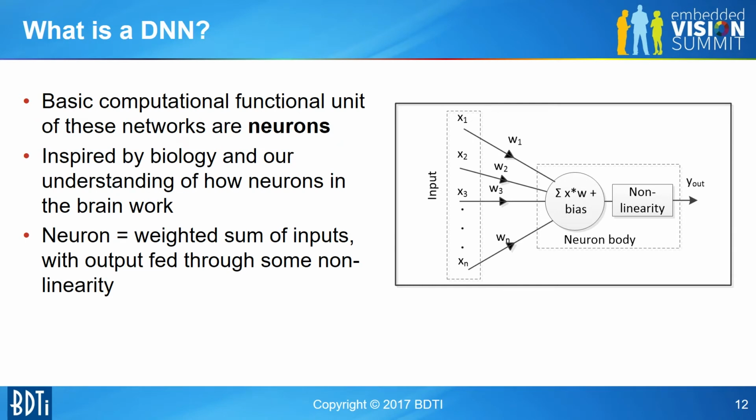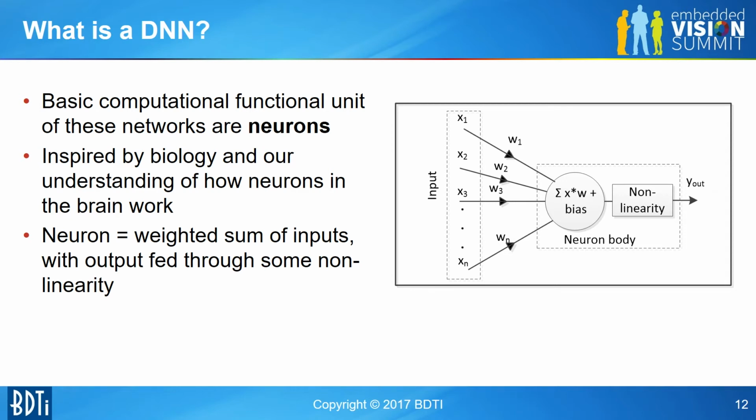Okay, so we've described in brief terms what the benefits of a DNN are and how it contrasts to the traditional computer vision techniques. But let's dive a little bit deeper. Let's go under the hood and describe really what a deep neural network is. The basic computational functional unit is a neuron. Neurons are inspired by human physiology and our understanding of how the neurons in our brain actually work. And it's actually pretty straightforward to describe mathematically.